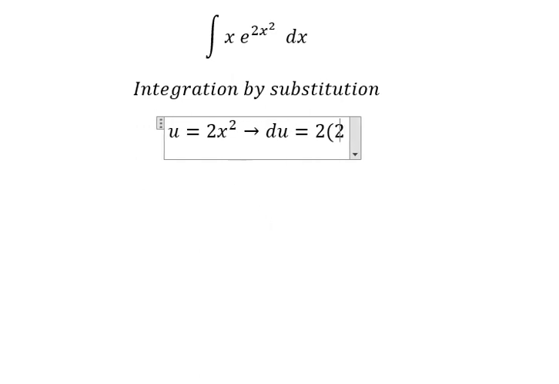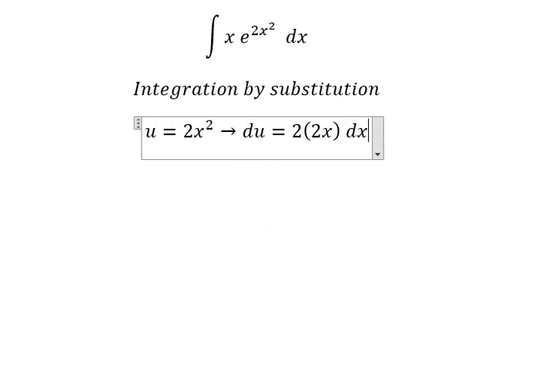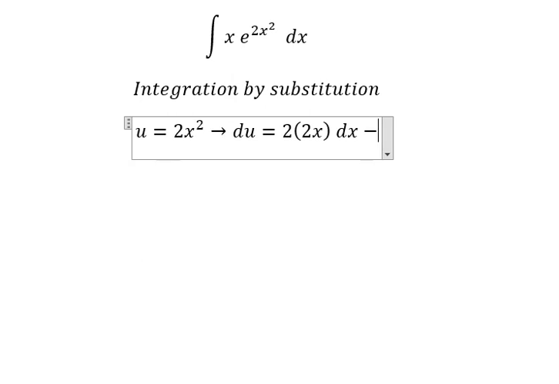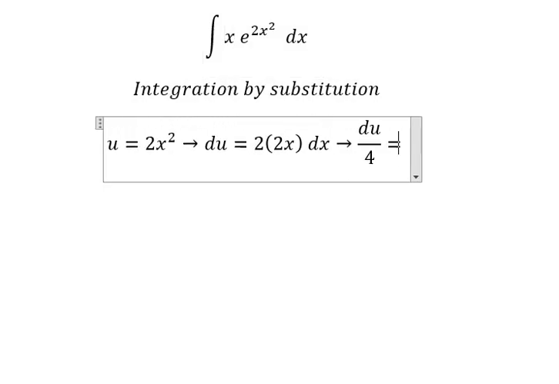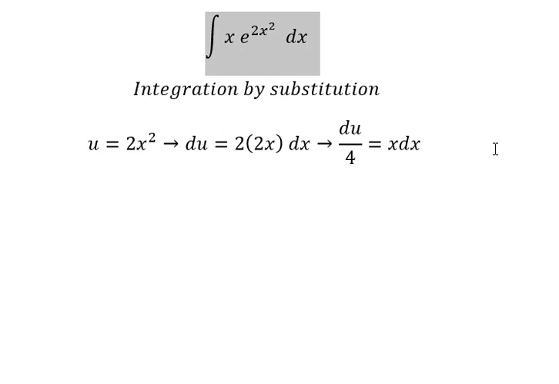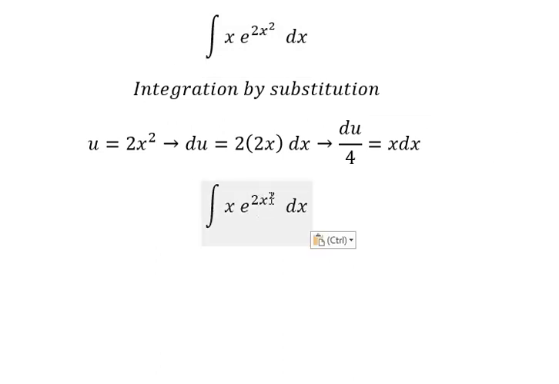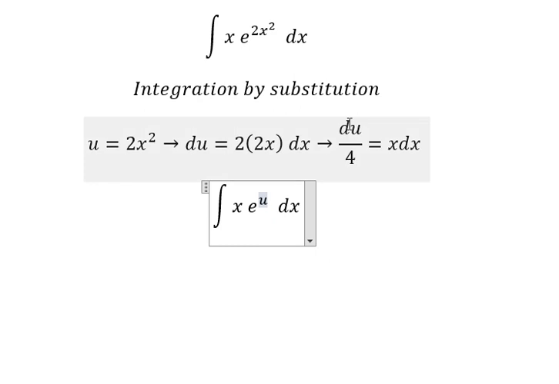This one we have 2s, because we don't have the number 4 from 2 times 2 in here. So we need to divide both sides by 4. So this one we change by u. The s we change by this one.